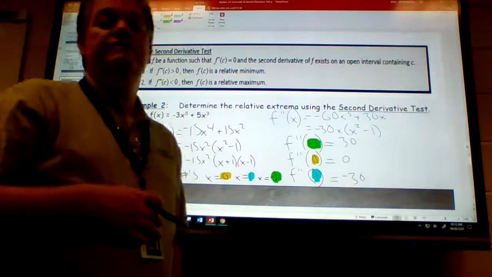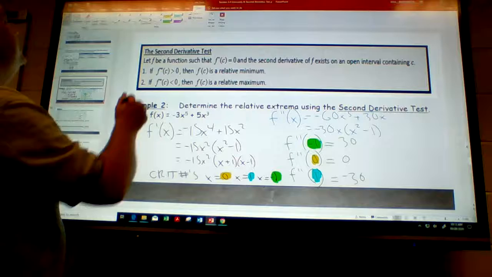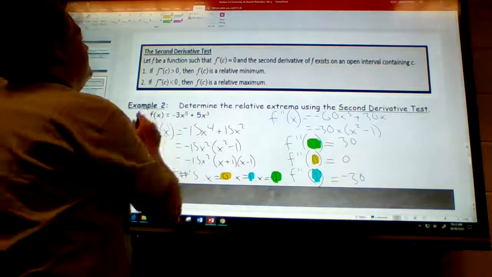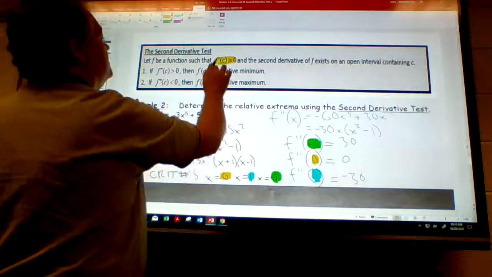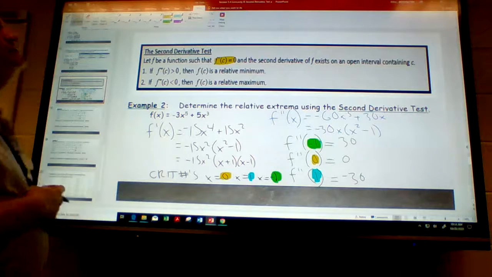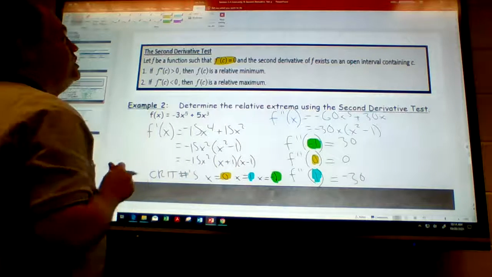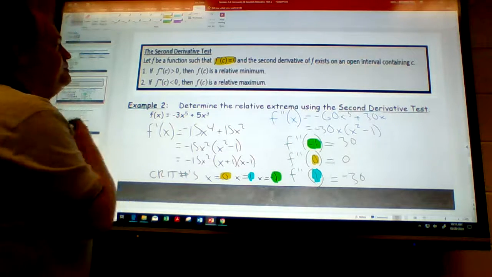Okay, the next thing we're going to talk about is the second derivative test. Now, here's how the second derivative test works. Let f be a function such that f prime of c equals 0, and the second derivative exists on an open interval. Here's what it says. We determine our critical numbers.